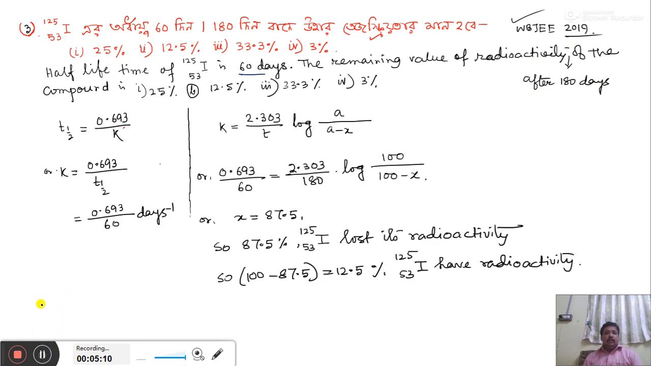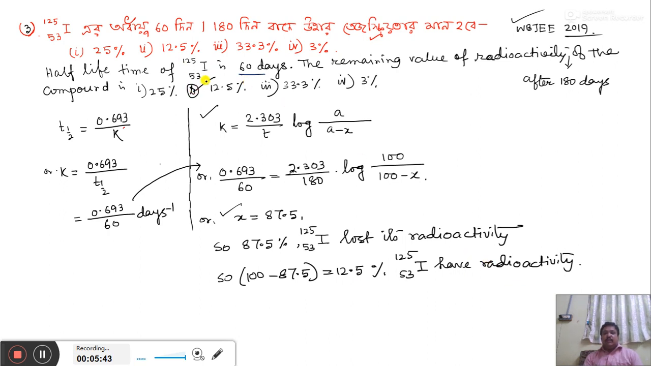Now we know T half is equal to 0.693 by K. So K is 0.693 by T half, that means 0.693 by 60 days inverse. Again we know K is equal to 2.303 by T log of A by A minus X. Putting the values of K and T as 180 days, we get the value of X is 87.5. That means 87.5 percent of the iodine lost its radioactivity. That means 12.5 percent of the iodine has radioactivity.